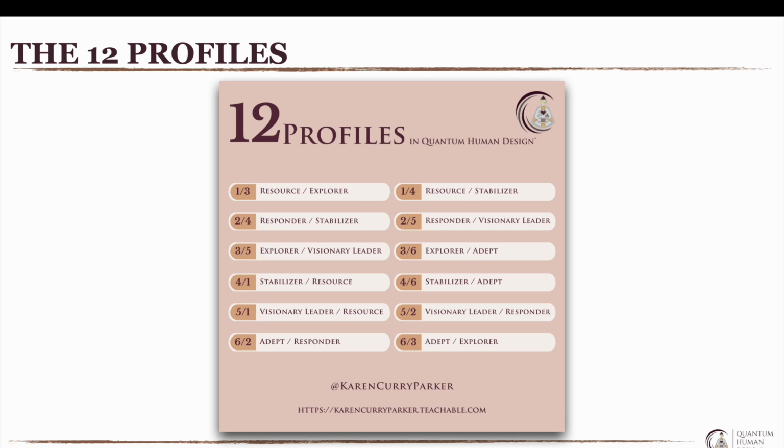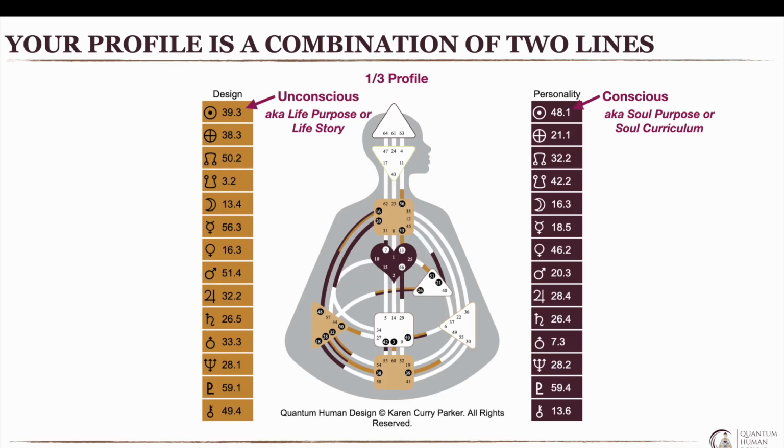Understanding your profile gives you a lot of information about the personality of your main character, which is your energy type. There are 6 potential profile lines, and they are combined, making 12 different combinations. Your profile is a combination of 2 lines out of the 6.